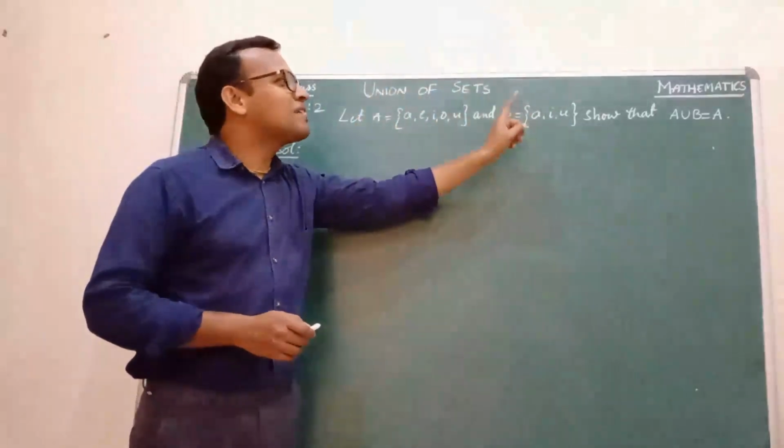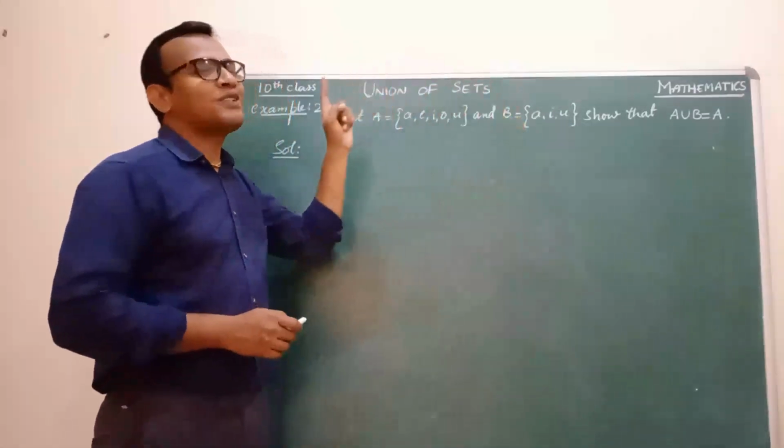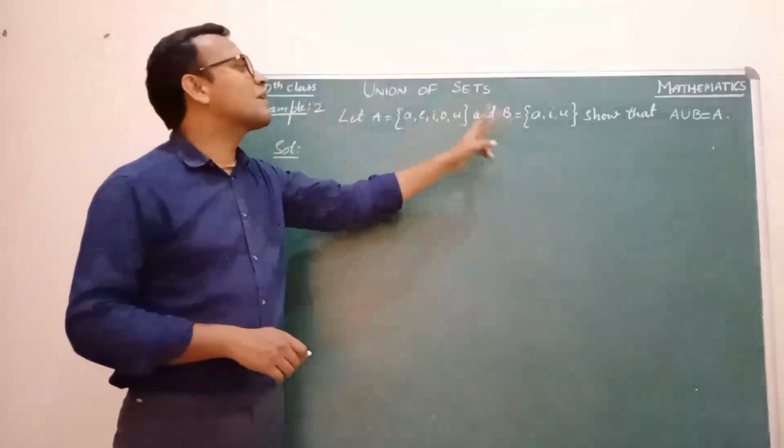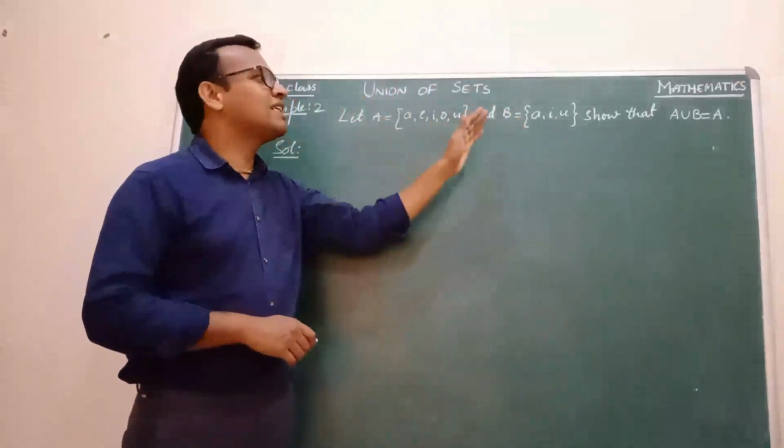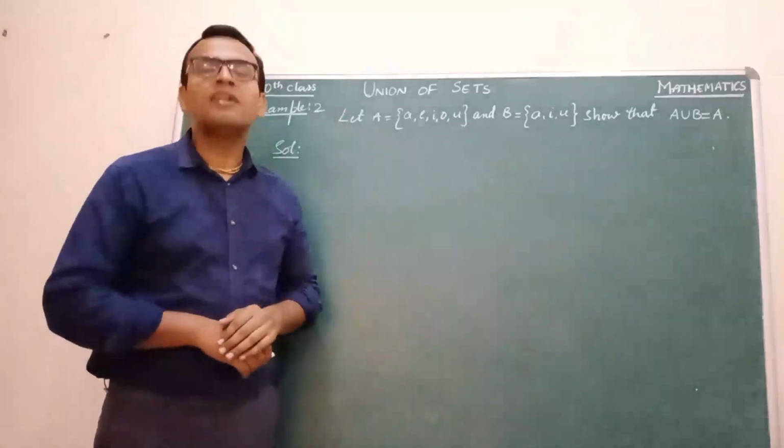Then B must be a subset of set A. So B is a subset of A. Then he is asking us to show that A union B is again A itself. Let's do it now.